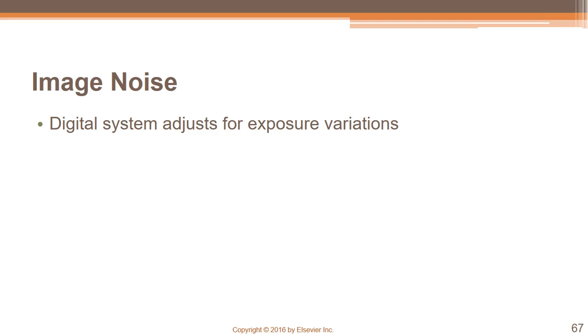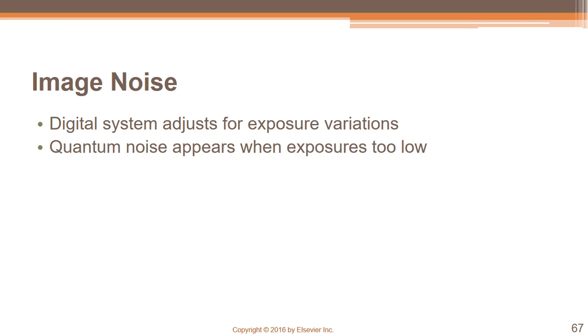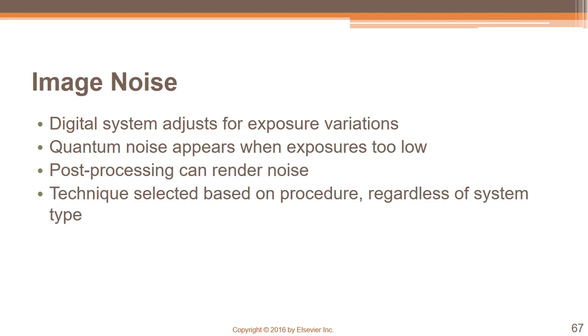When the exposure of the receptor is too low, that means there's a decreased number of photons that actually hit the patient and hit the image receptor, then computer processing alters the appearance to make the brightness acceptable, but it increases quantum noise. And there are certain post-processing options that render more quantum noise than others. No matter what, your exposure technique should be selected on the requirements of the procedure regardless of system type.